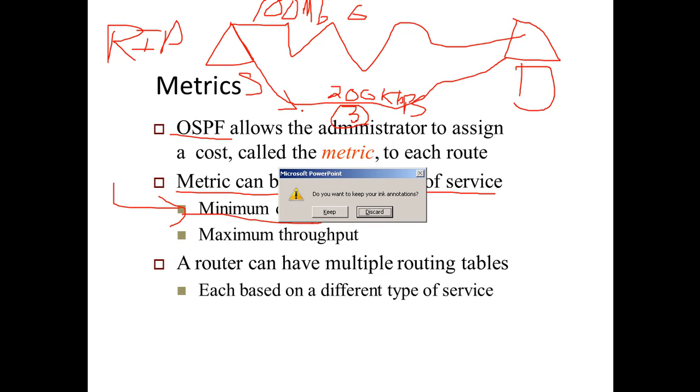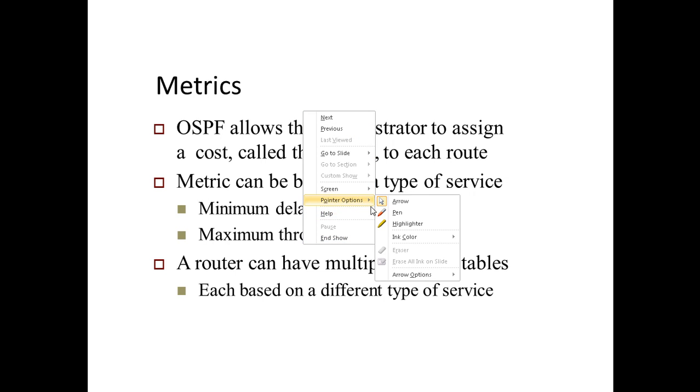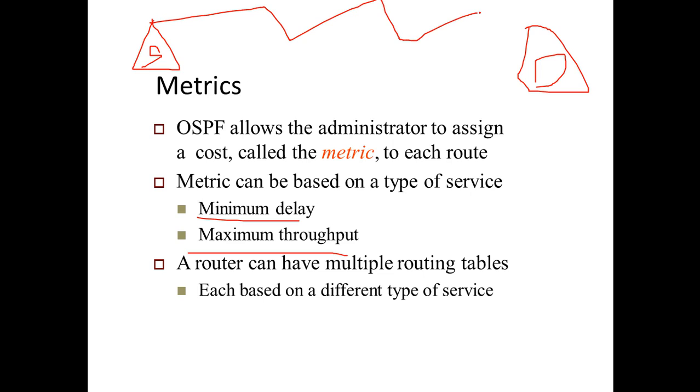So let's get back to OSPF. In OSPF, the metric is basically the minimum delay and the maximum throughput. You can select either. Let's talk about the minimum delay. Let's say you have two different paths between the source and destination. Only the path that provides the minimum delay will be selected by this router.